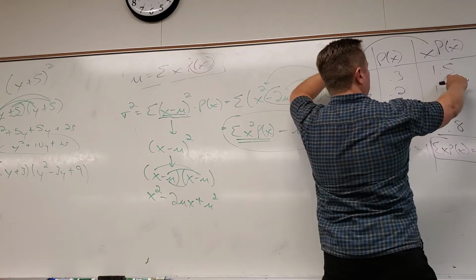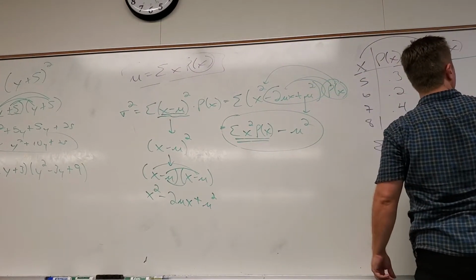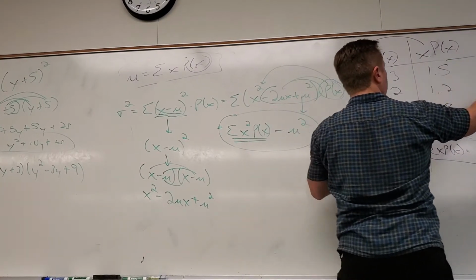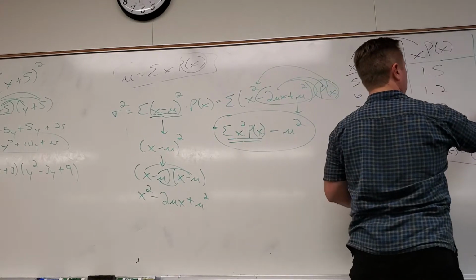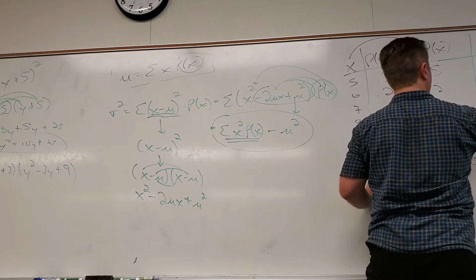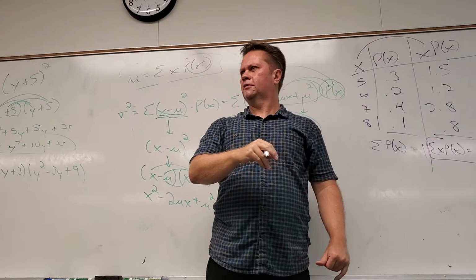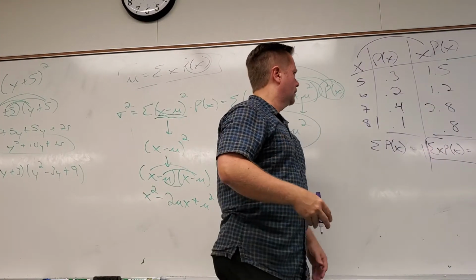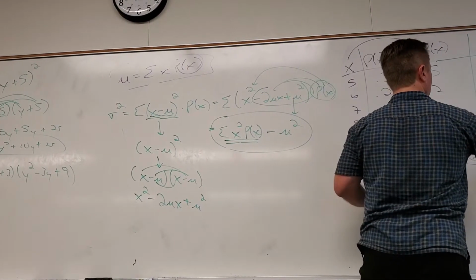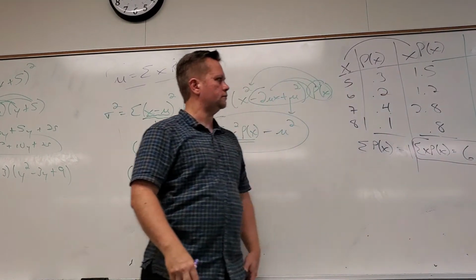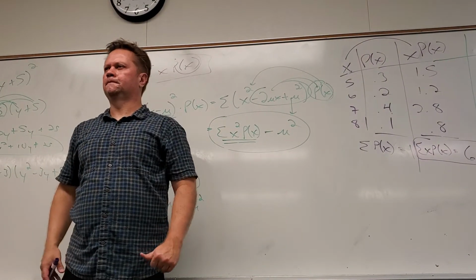So 5 times 1.5. 6 times 1.2. 7 times 2.8, so 19.6. Is that what that is? I had somebody help me and then they went away. And then 8 times 0.8. Yeah, it's 19.6, okay.